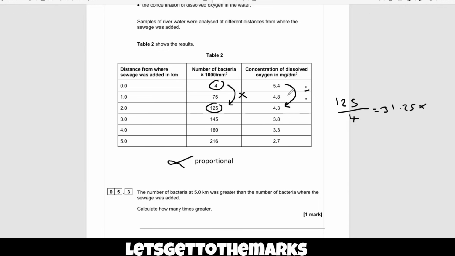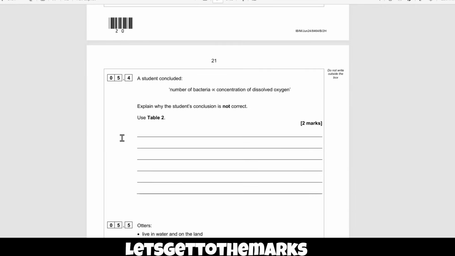It's not even gone anywhere near. That's gone way bigger, and that's only a little smaller. So we can say they have an inverse relationship. As the number of bacteria increases, the amount of oxygen goes down, but it is not in a proportional ratio. So they're not in the same ratio, is what we want to say.